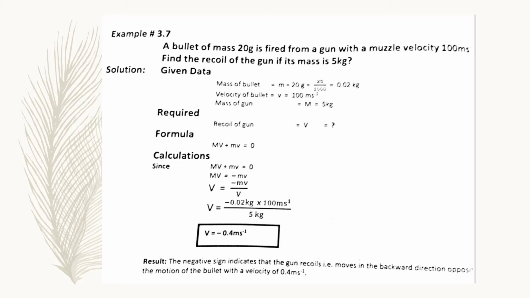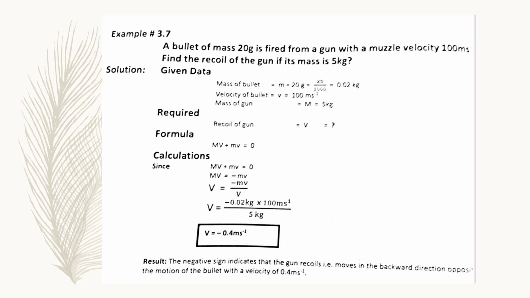Solution: According to the statement, the given values are mass of bullet m equal to 20 gram. As you know, the SI unit of mass is kilogram, so we convert this 20 gram value into kilogram. We divide 20 over 1000, which is equal to 0.02 kilogram.